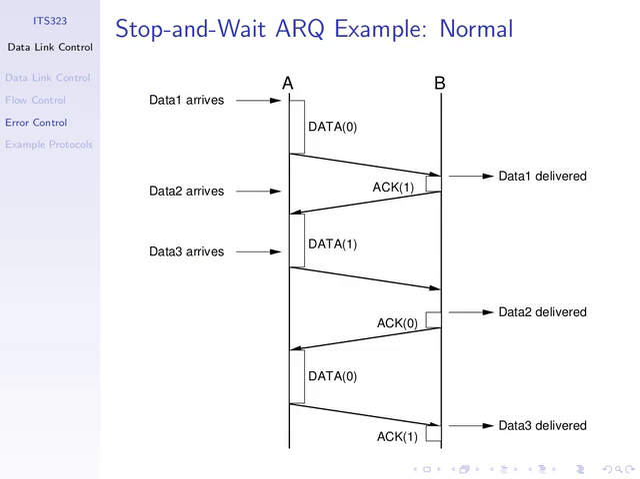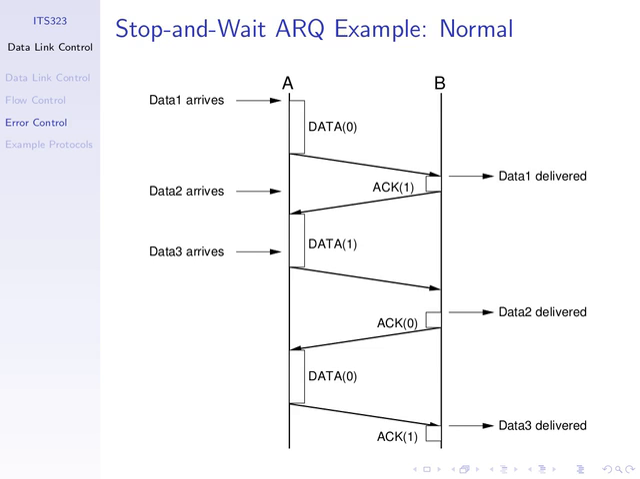Here's an example of the normal situation where there's no errors. A has some data to send to B. At some point in time, some data arrives from the higher layer. We transmit that in a frame. We give that frame a one-bit sequence number, meaning we're going to have sequence number 0, 1, 0, 1, 0, 1. Sequence number 0, transmit the frame, it propagates, it arrives.